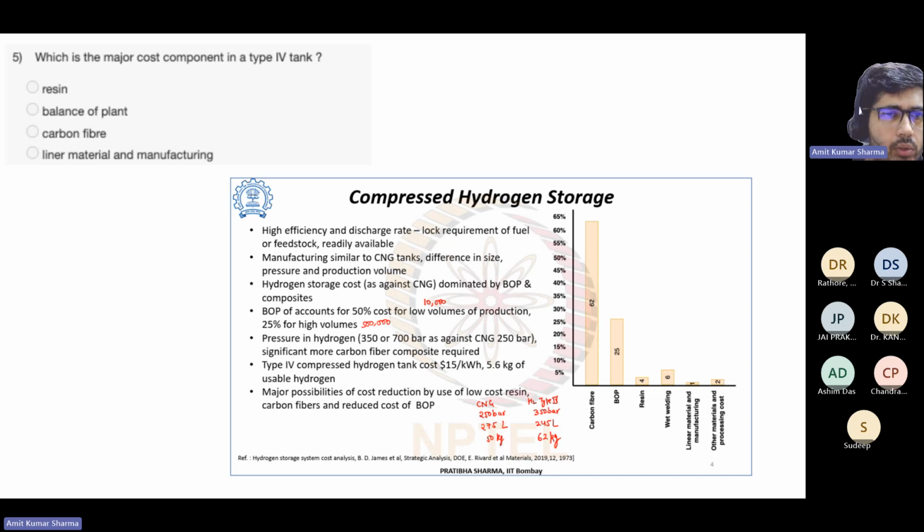Which is the major cost component in a type 4 tank? Resin, balance of plant (BOP), carbon fiber, liner material, or manufacturing? Carbon fiber. Yes. You can see here that 62% of the cost is due to carbon fiber and 25% is due to BOP.